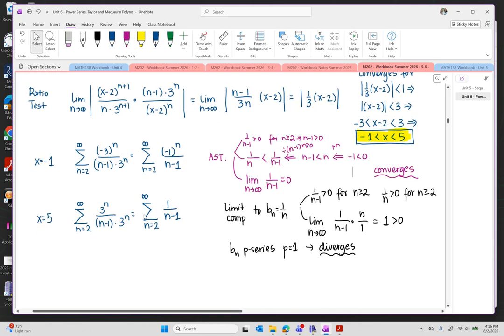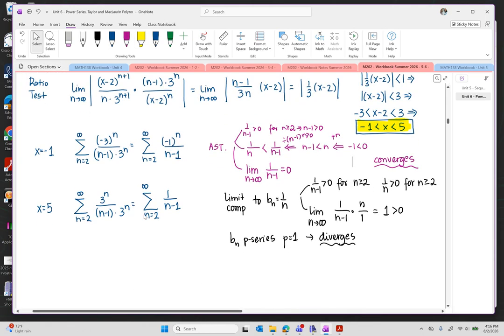When x is equal to 5, the quantity x minus 2 is 3. So 3^n divided by 3^n is 1. I get the series 1 over n minus 1. I will do limit comparison to b sub n equals 1 over n. This is a p-series with p equal to 1 and diverges. So both of my a sub n and my b sub n are positive. And the limit of a sub n over b sub n is a positive, finite quantity. It's equal to 1. Therefore, my series will do whatever b sub n does. So my series will diverge.